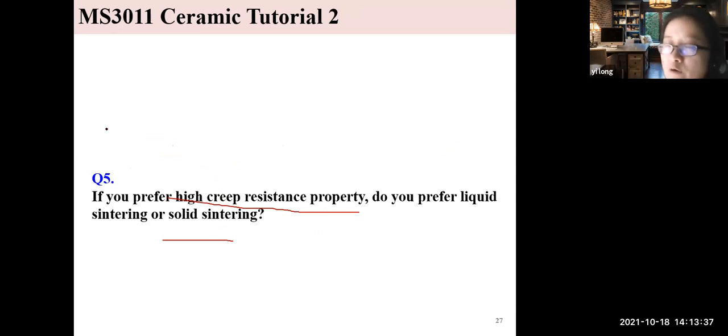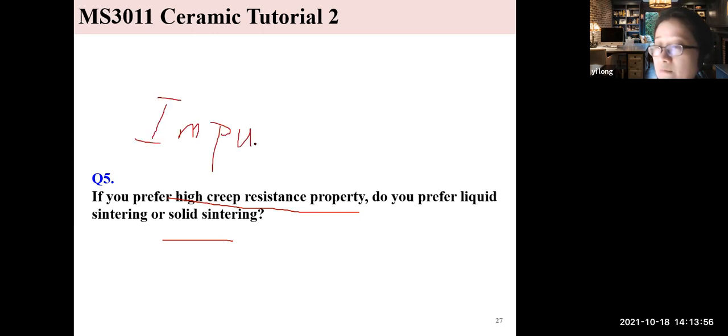For example, we already said in liquid phase sintering, you must have a liquid. You must have something to become liquid first, which means you need a sintering aid. No matter what, this sintering aid is an impurity, right? These impurities need to have a lower melting temperature than the host, the mother material.